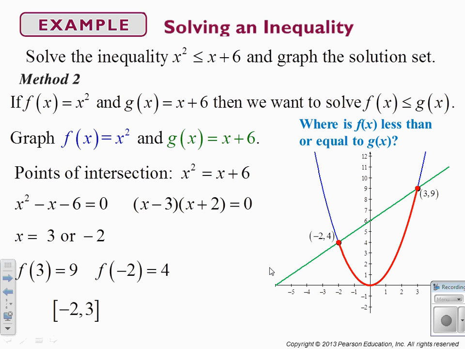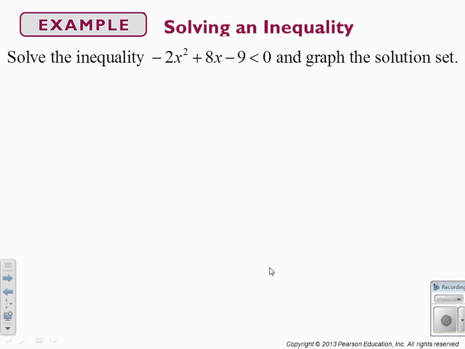So here we are again. The interval is -2, 3. We graph that on a number line, just like we did before, using brackets. It's everything included in between -2 and 3. Okay. Last one. One more. We got this.